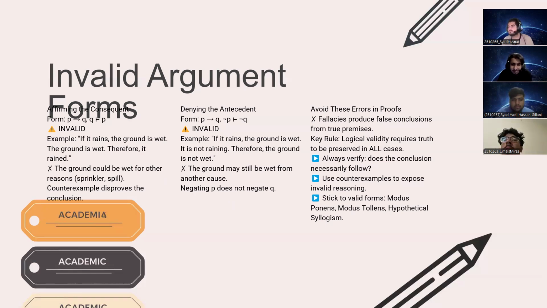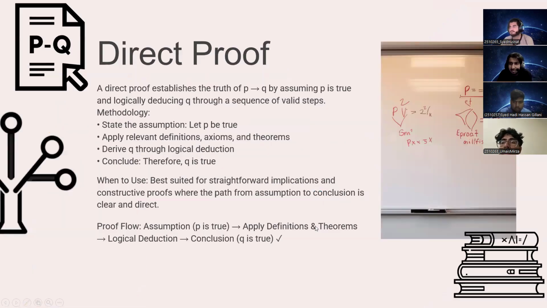These are called logical fallacies because they can lead us to false conclusions even when the premises are true. Therefore, when constructing proofs, we should always use valid argument forms and carefully check whether the conclusion truly follows from the premises. With that, we have covered modus ponens and modus tollens, valid argument forms, and common logical fallacies. I would like to call the next person to continue this meeting.